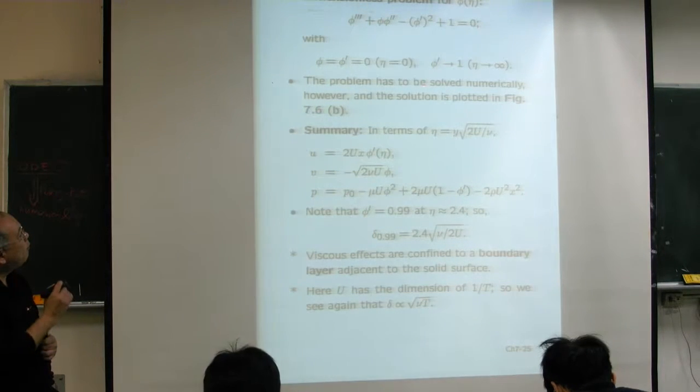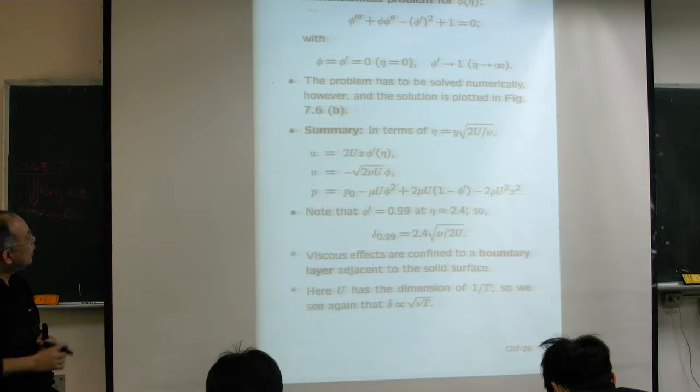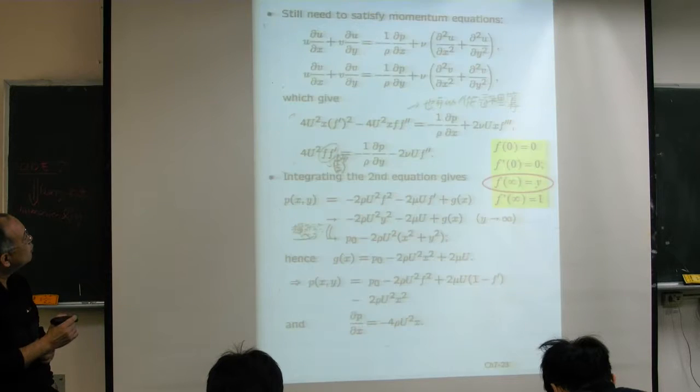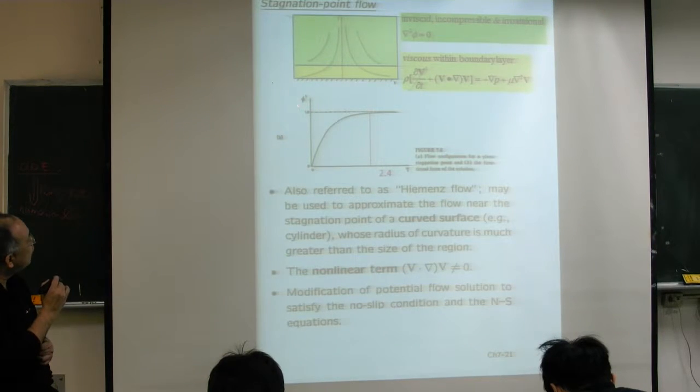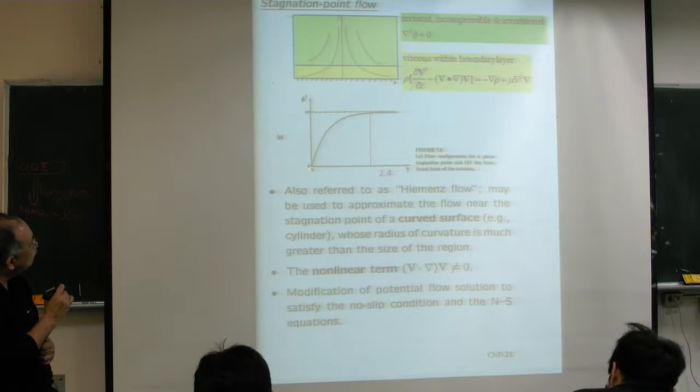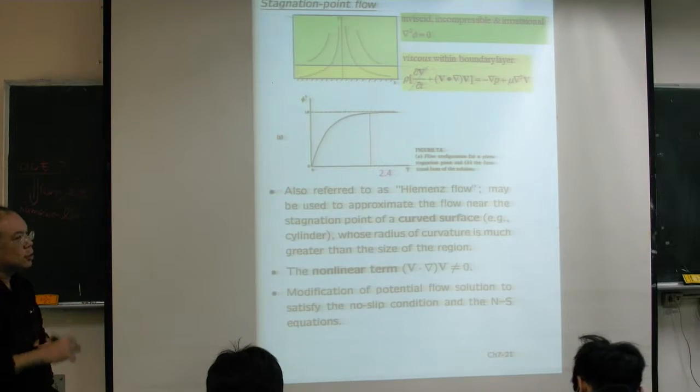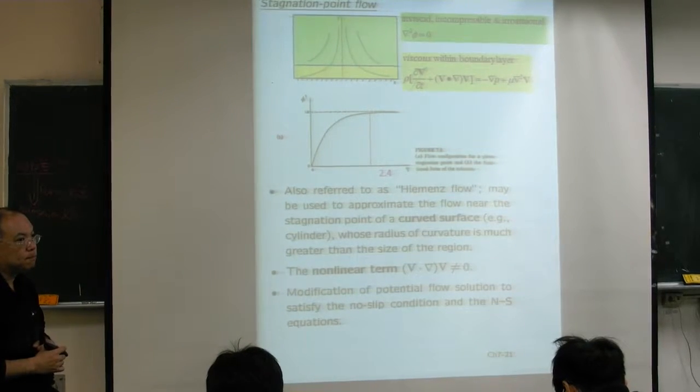And then we can plot this flow like this. We can find this phi, and this phi can be solved like this. The solution looks like this. This is phi prime, and this is our eta. When eta increases, that means y increases, and then our phi prime will increase like this, if you plot the solution using the numerical method.